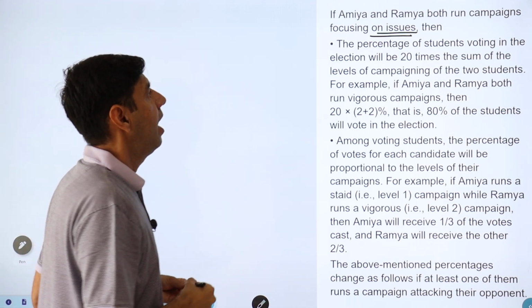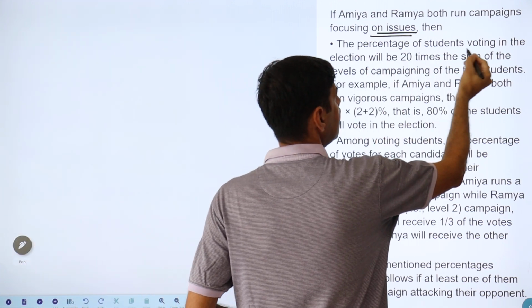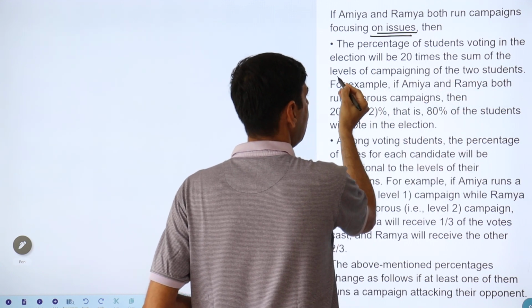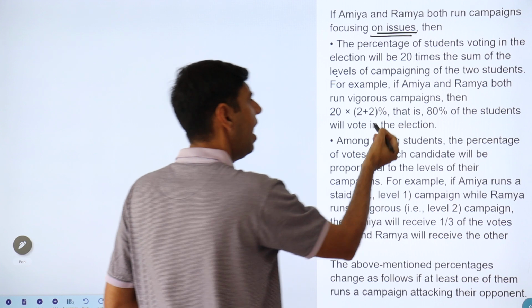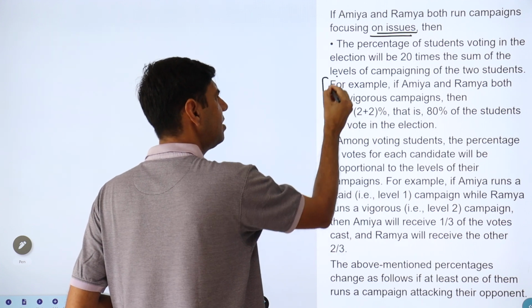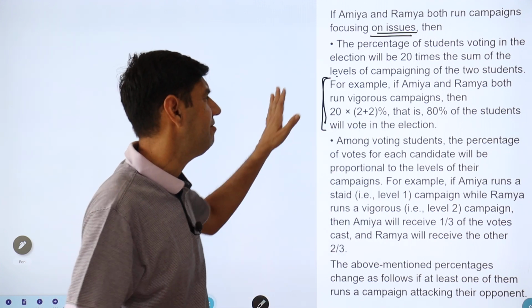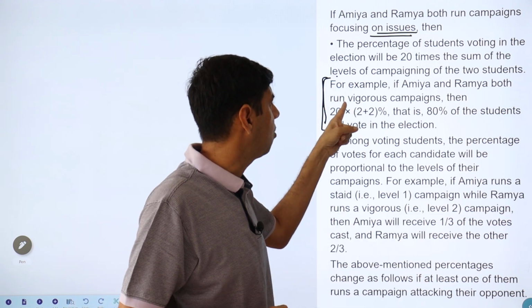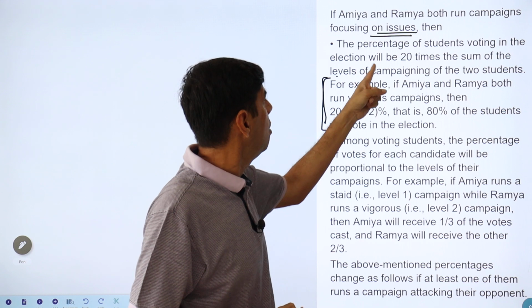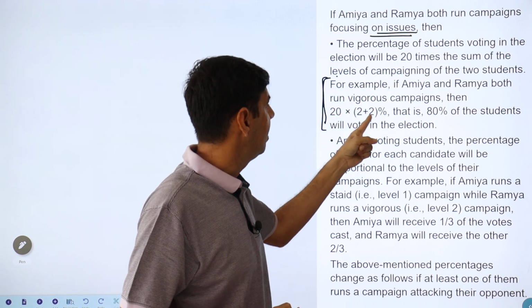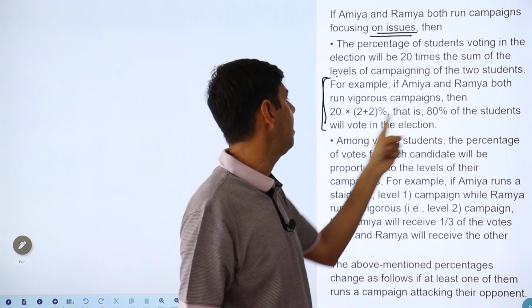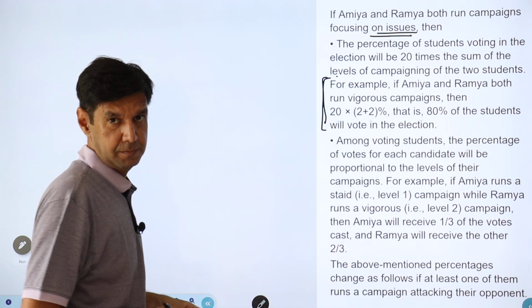Great. Now, if Amiya and Ramya both run campaigns focusing on issues, so we are talking about a specific type, then the percentage of students voting in the election will be 20 times the sum of the levels of campaigning. And they've given an example. It's not that it's difficult, and rarely have I seen CAT sets having ambiguity. They explain it very clearly. Because both are running vigorous campaigns, the sum of levels will be 2 plus 2, 4, 4 into 20. That is 80% of them will vote.